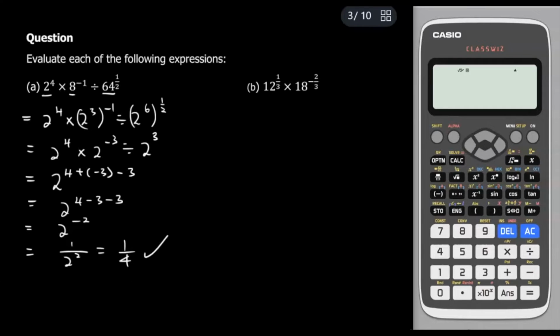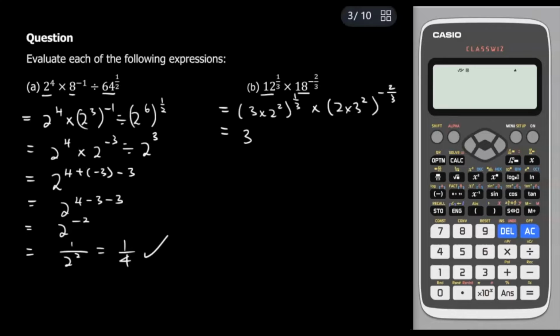Let's solve for B. So first we look at the base, 12 and 18. So for the first one, the 12 we can split it up into 3 times 4, which is 3 times 2 square, power 1 over 3. Then times with, this one will be 2 times 9. So 2 times 3 square is 9. So to the power of negative 2 over 3. Okay? So now, each one we have to power 1 over 3.